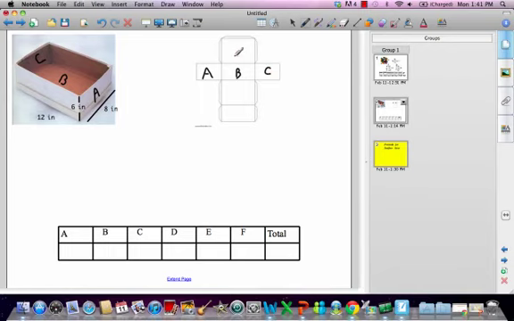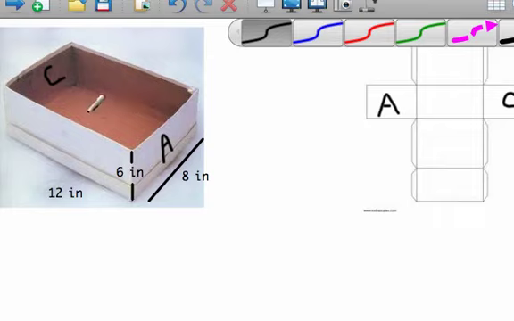Shape D, well, really, it looks like shape B was probably our biggest one here. Let me erase this. We'll still call this, let's call this D.